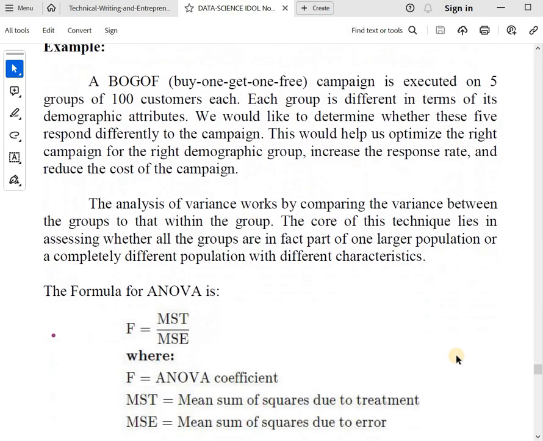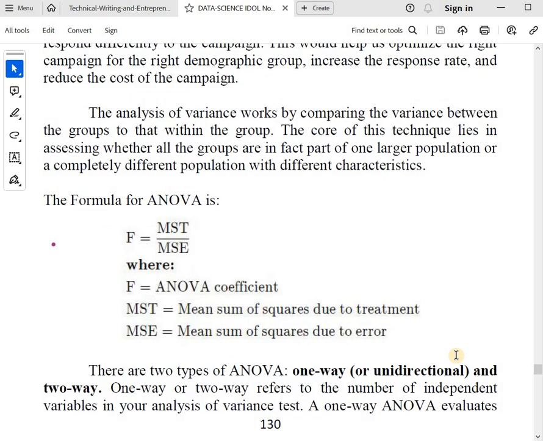Okay? Now, what I will do is perform analysis of variance. I asked you what is ANOVA. ANOVA is nothing but analysis of variance. Okay?